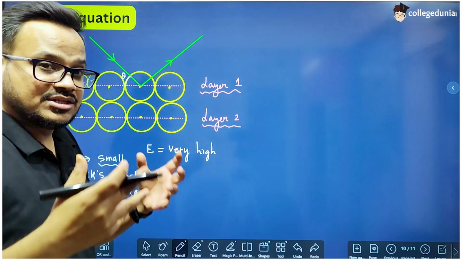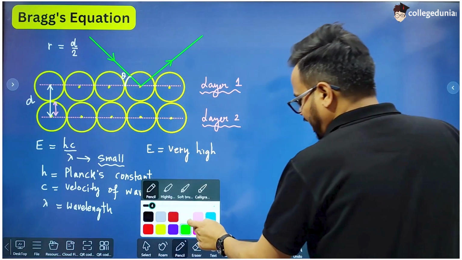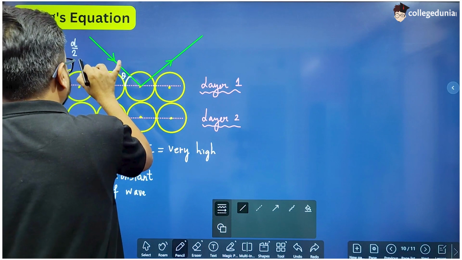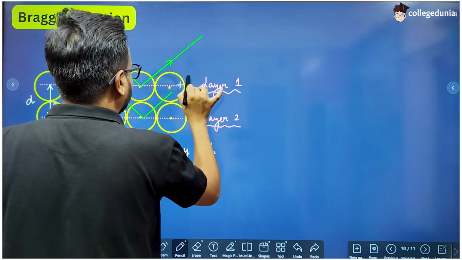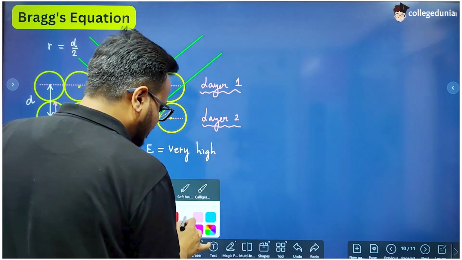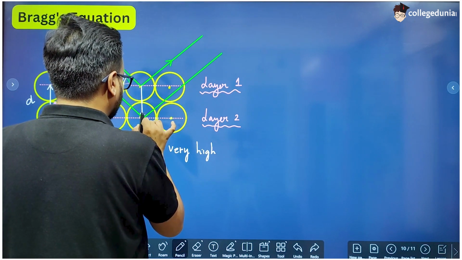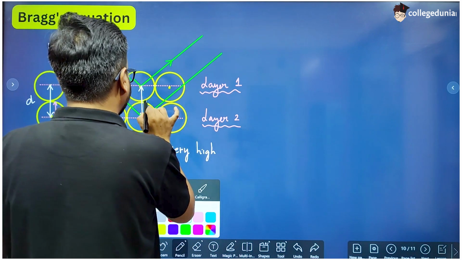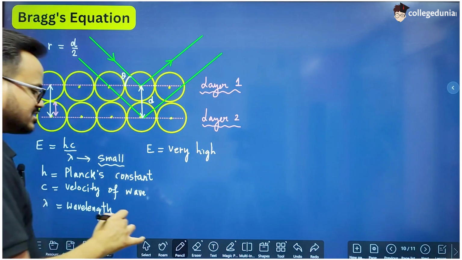Now we have another X-ray beam which is of higher energy as compared to this one. So that beam is capable of penetrating up to the second layer. So this X-ray beam comes like this and it reflects like this, right? So we need to find this distance. This is the distance that we have to find, because we are doing this whole thing just to find this distance d.